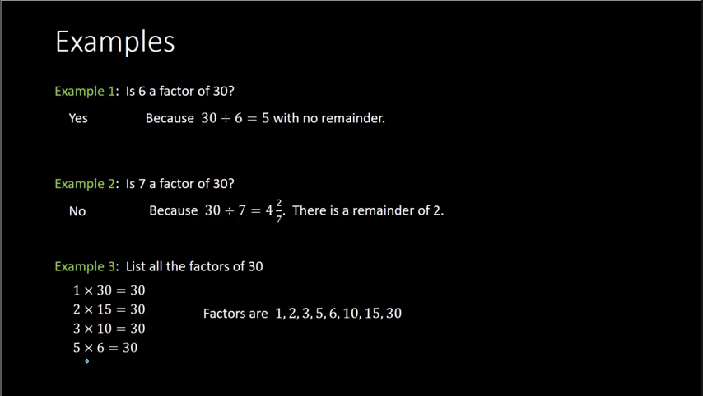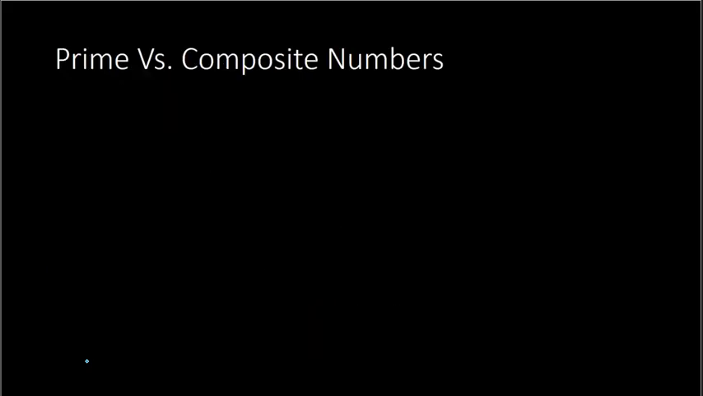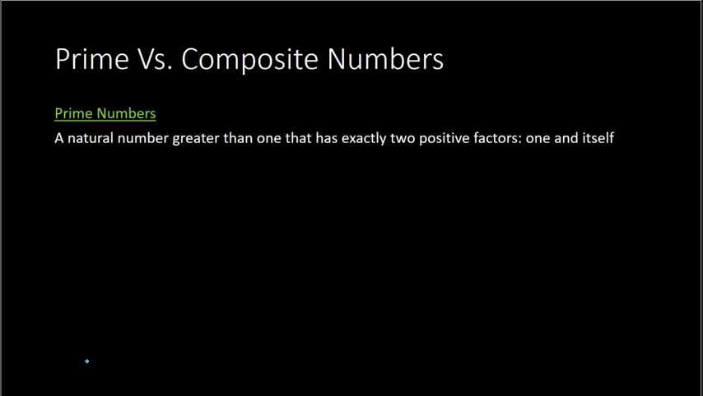So now that we know what factors mean, let's switch over and discuss the difference between different types of numbers. So we have two main categories here, and that is prime versus composite. Now prime numbers are numbers that are greater than 1 that have exactly 2 positive factors, 1 and itself. For example, if you look at the number 2, the number 2 is prime because the only way to get 2 is taking 1 times 2. So this would be prime. Looking at 3, we have 1 times 3, and there's no other way to get 3 except for that, so this would also be prime.